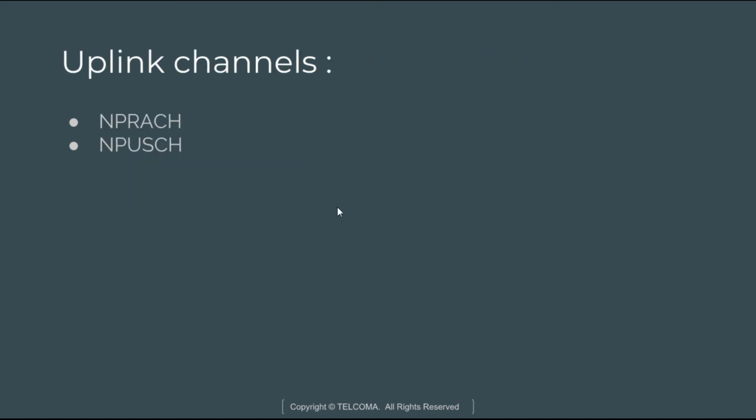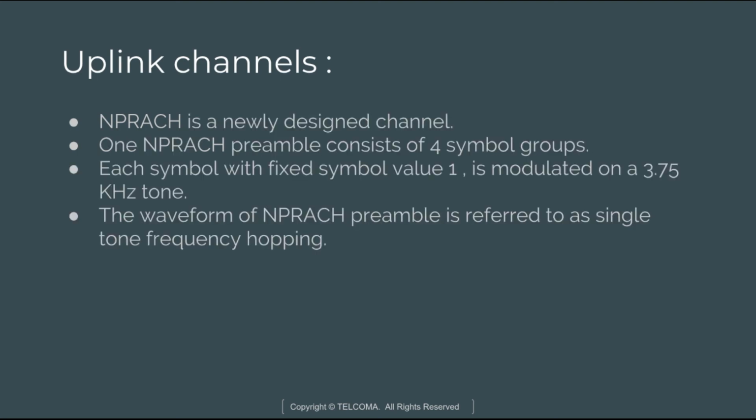Moving to the next, NPRACH and NPUSCH are the uplink channels. NPRACH is the narrowband physical random access channel and NPUSCH is the narrowband physical uplink shared channel. NPRACH is a newly designed channel because LTE PRACH occupies a bandwidth of 1.08 MHz, which is more than what NB-IoT needs. Here, each symbol group consists of one cyclic prefix and five symbols.